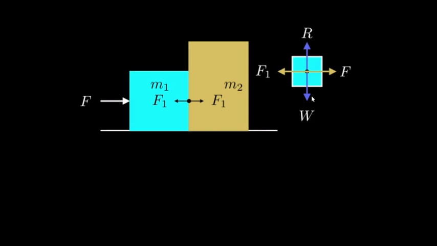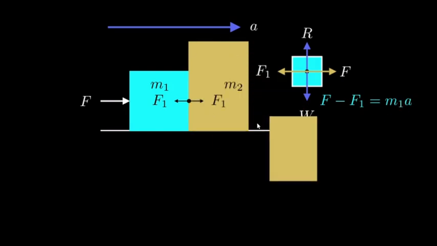From here we will get the equation of motion. Since the acceleration is a, the net force is F minus F1, because F is in this direction and F1 is in the opposite direction. So F minus F1 will be our resultant force. This will be equal to the mass of the block into the acceleration, M1 a.